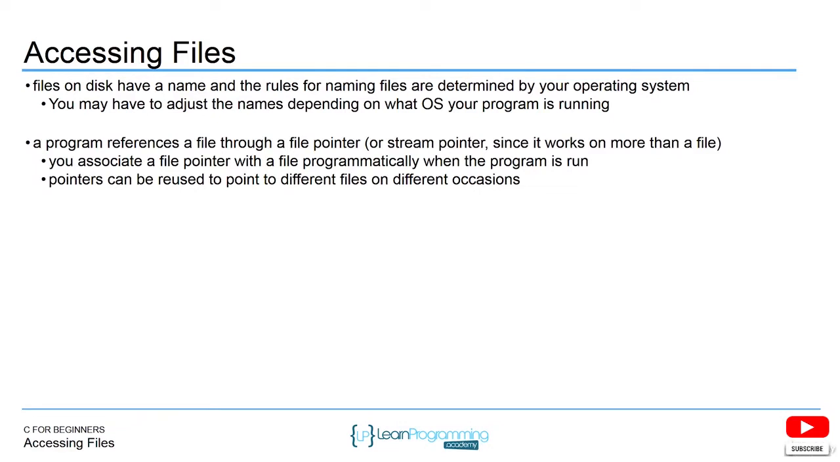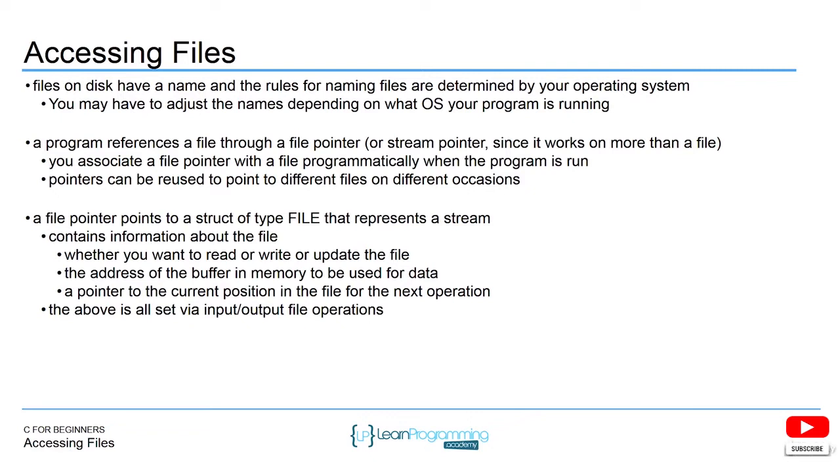A program references a file through a file pointer or a stream pointer, since it works on more than just a file. We mentioned this earlier, but the standard I/O functions work on any device. So it's called a file pointer, but it really should be referred to as a stream pointer. You associate a file pointer with a file programmatically when your program is run. You'll create a pointer inside your program. It will be of type FILE, and that's going to represent the file when you read and write to it. We use these file pointers as a more effective way to point to the files as opposed to the name, because the name can be a little bit different. The pointer will represent what it's actually pointing to. And you can reuse the pointers to point to different files on different occasions, which again was represented by the file name.